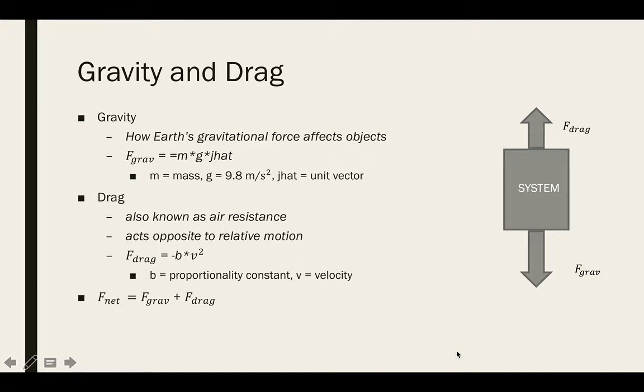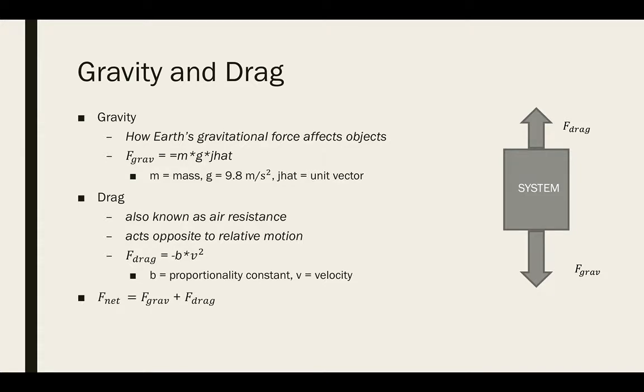I mentioned earlier that understanding how to calculate net force while accounting for various forces is key to this lab. The two forces we're accounting for in this lab are gravitational force and drag force. Gravitational force can be calculated by multiplying the mass of the object by the gravitational constant, 9.8 meters per second squared, by a unit vector.